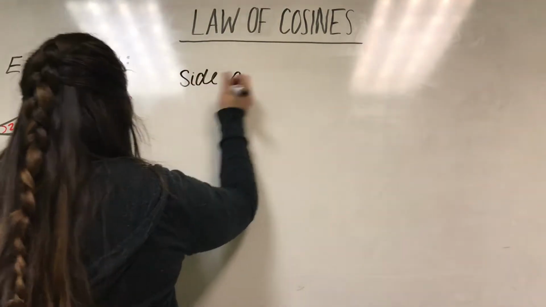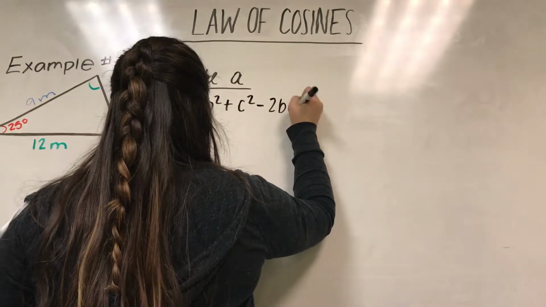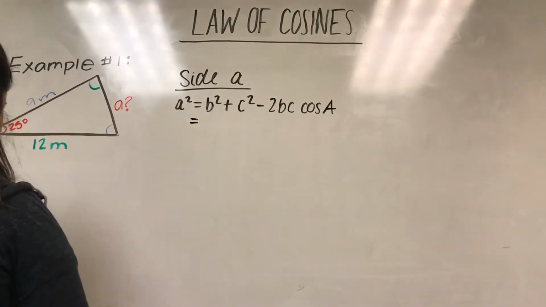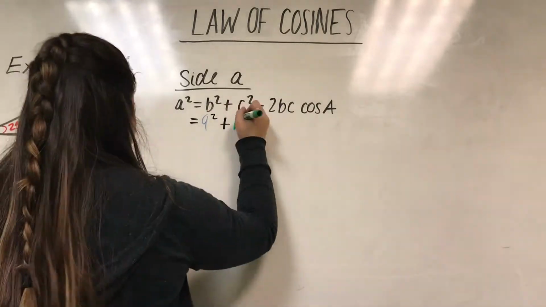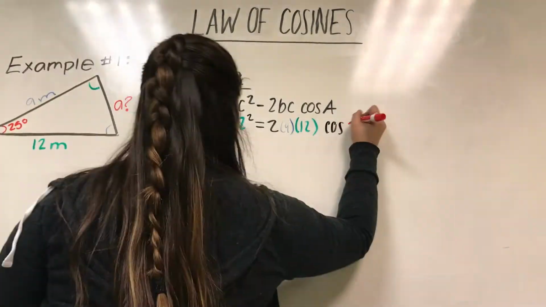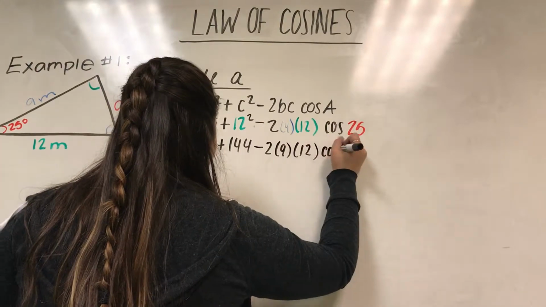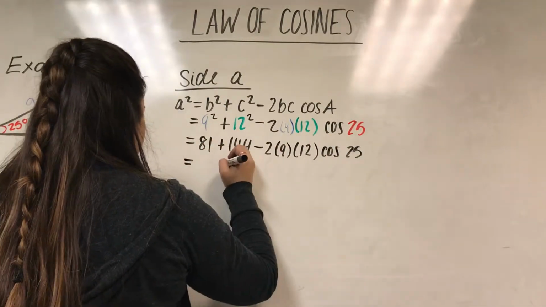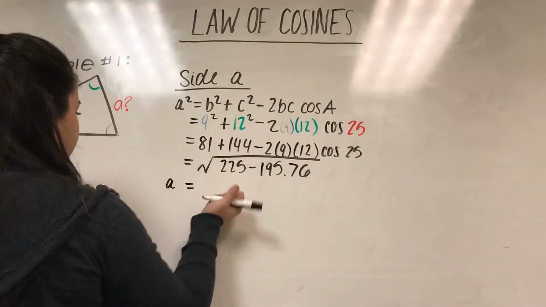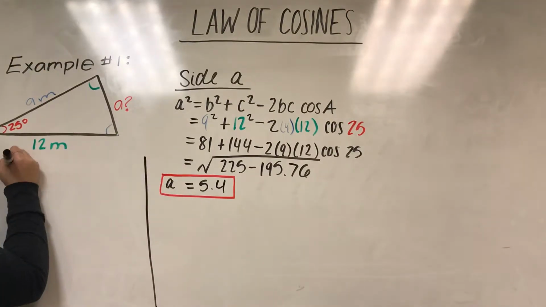Find side a. So our equation is a squared equals b squared plus c squared minus 2bc cosine A. So putting in the numbers, it will be 9 squared plus 12 squared minus 2 times 9 times 12 cosine 25, which equals 225 minus 195.76, and now we're going to square root this. a equals 5.4.